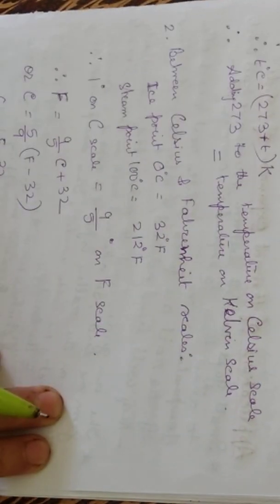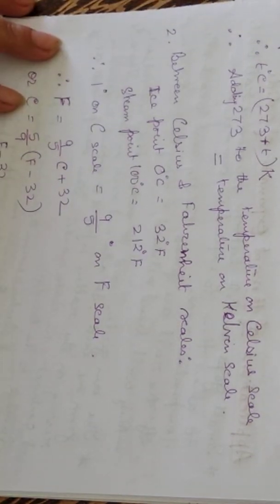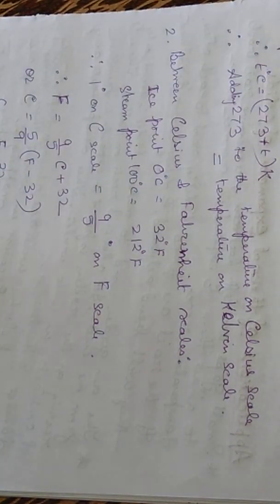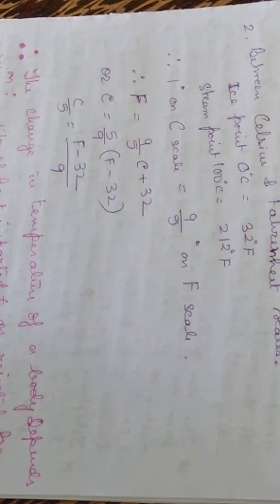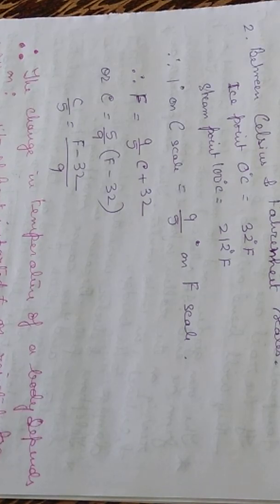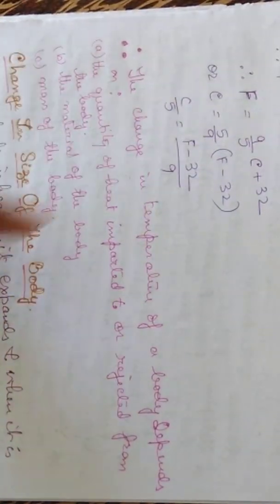Now, between the Celsius and the Fahrenheit scales, the ice point is 0 degrees Celsius and 32 degrees Fahrenheit, and the steam point, 100 degrees Celsius, is equal to 212 degrees Fahrenheit. Therefore, 1 degree on the Celsius scale is 9/5 on the Fahrenheit scale. Or F, the Fahrenheit temperature, is equal to 9/5 C plus 32. Or C is equal to 5/9 (F minus 32), or you can say C/5 is equal to (F minus 32)/9.